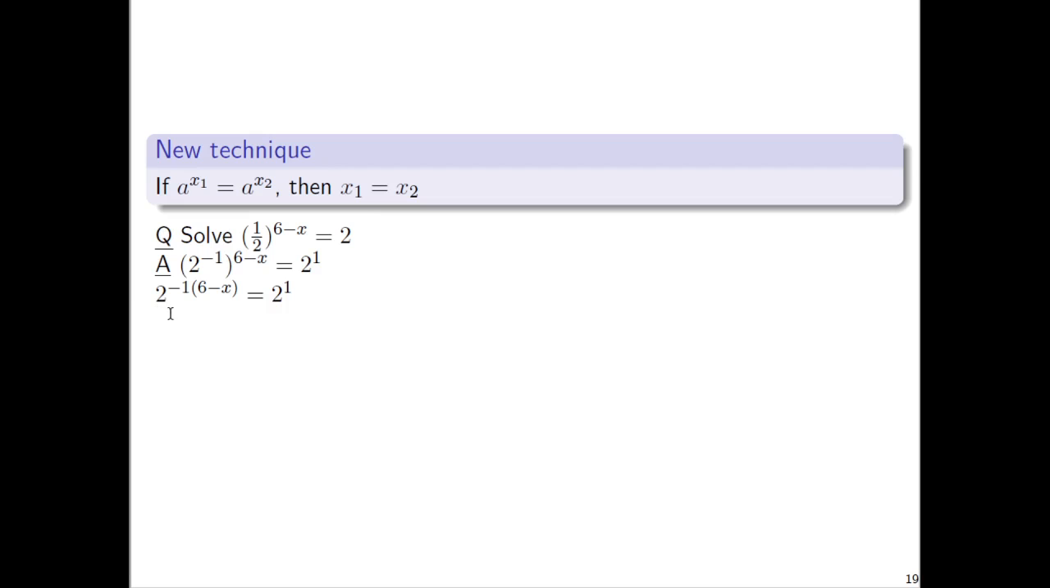Now that we have base to an exponent equals base to an exponent, and the bases match, they're both 2s, we can set the exponents equal. So we have negative 1 times quantity 6 minus x is equal to 1, the exponent on the other side. We just applied the new technique. Now we can distribute negative 1, have negative 6 plus x is equal to 1, and just add 6 to both sides, and you have x is equal to 7.